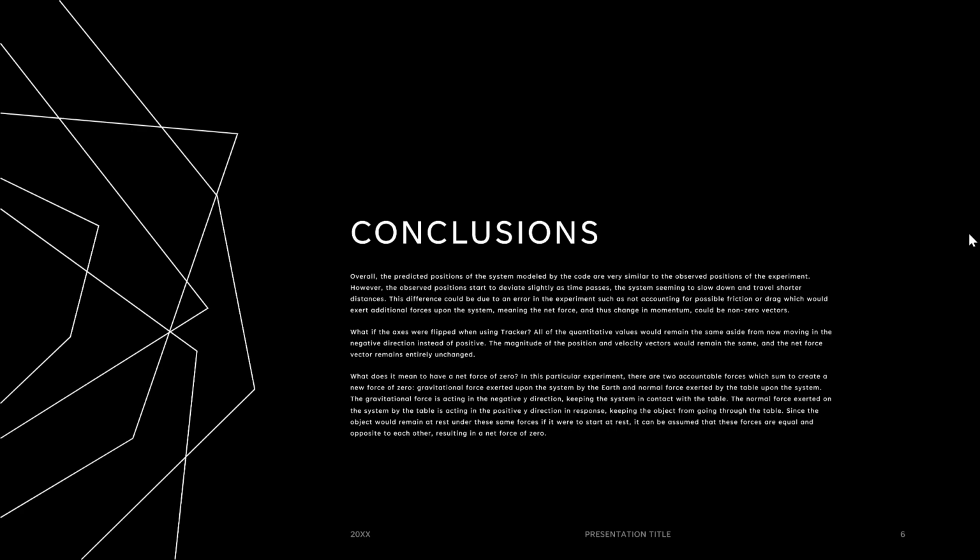Overall, the predicted positions of the system modeled by the code are very similar to the observed positions of the experiment. However, the observed positions start to deviate slightly as time passes, the system seeming to slow down and travel shorter distances. This difference could be due to an error in the experiment, such as not accounting for possible friction or drag, which exert additional forces upon the system, meaning that net force and thus change in momentum could be non-zero vectors. What if the axes were flipped using Tracker?